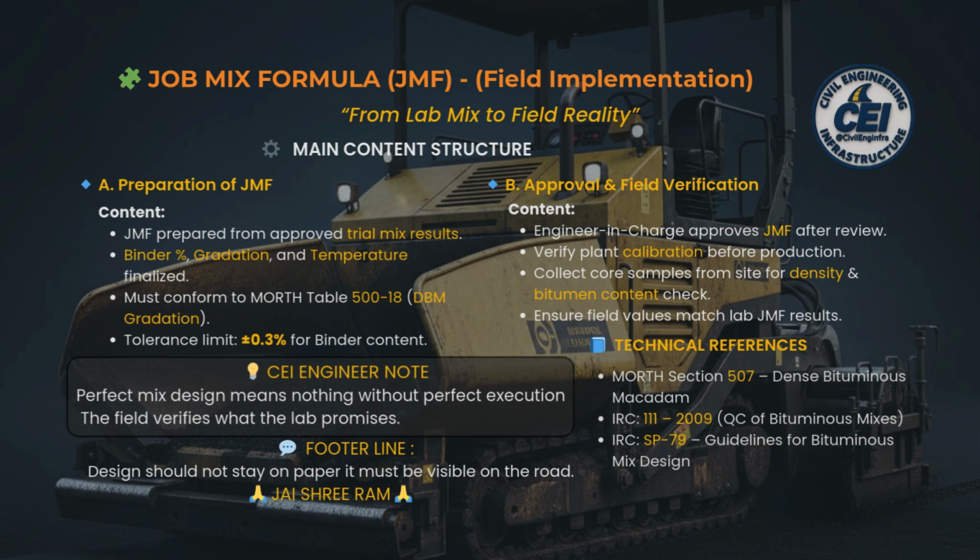B. Approval and field verification. Engineer in charge approves JMF after review. Verify plant calibration before production. Collect core samples for density and bitumen content check. Ensure site values match lab results.